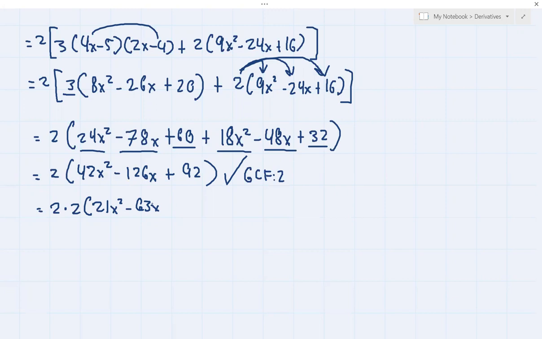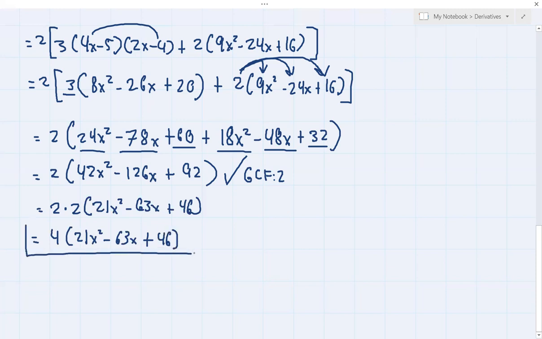Okay, tama. Then 92, this is 46. Okay, that's it. So plus 46. Okay. So, yeah. Ito, we have 2 times 2, so magiging 4 na to. So, we have 4 times quantity 21x squared minus 63x plus 46. At yan na yung final sagot natin. O, di ba? It's easy.